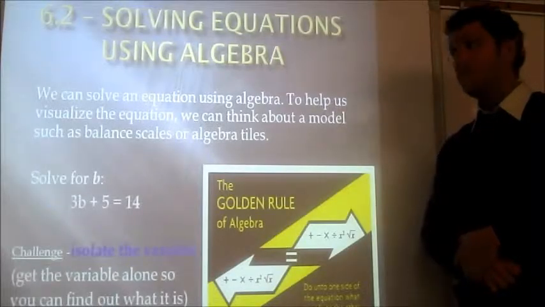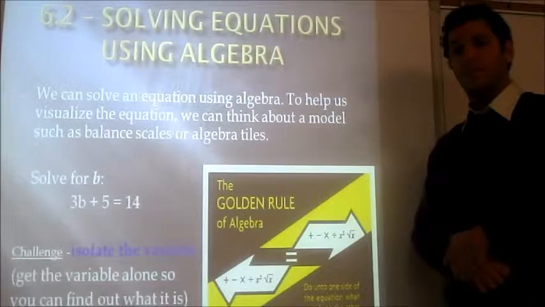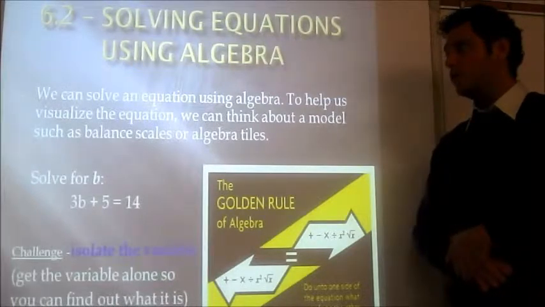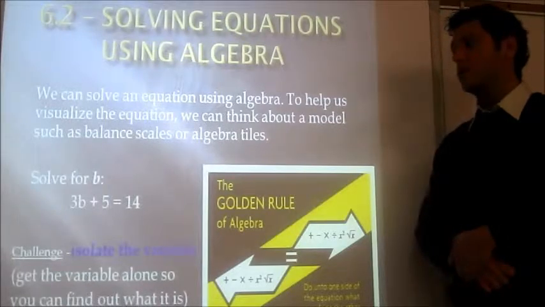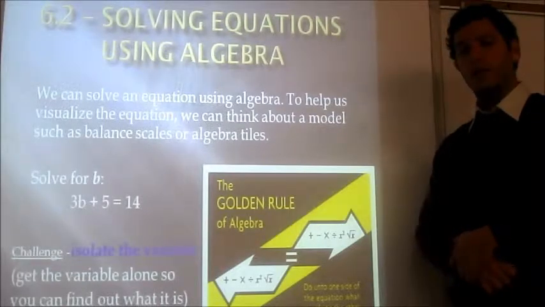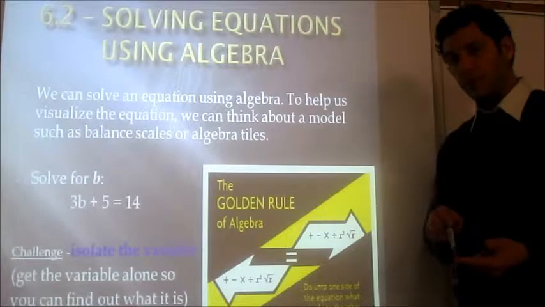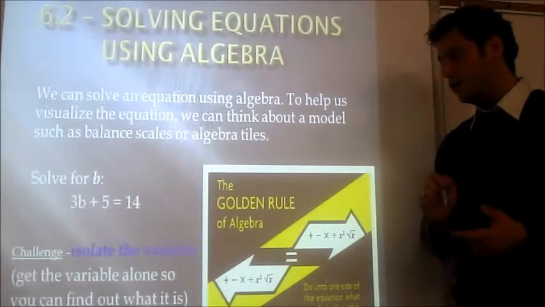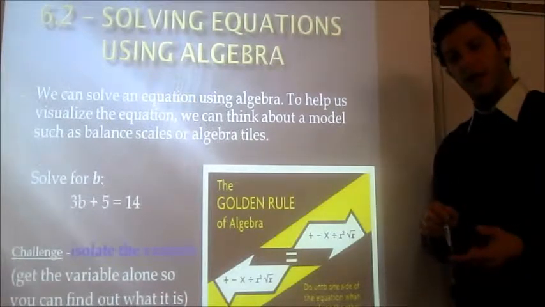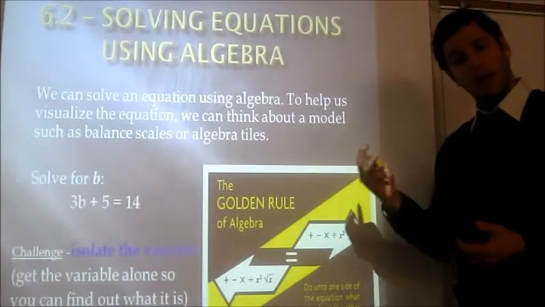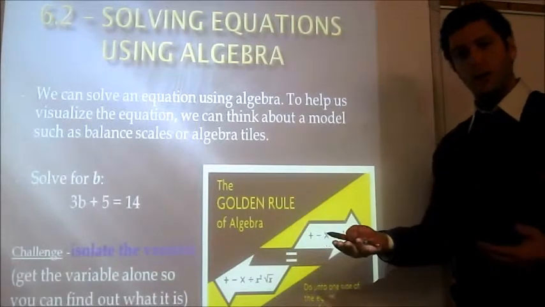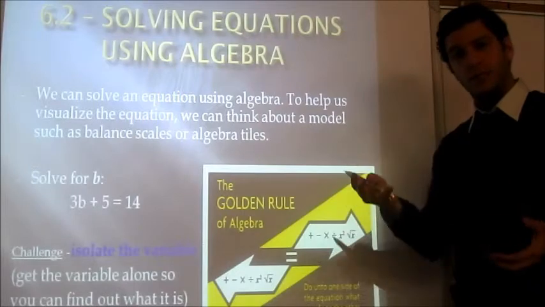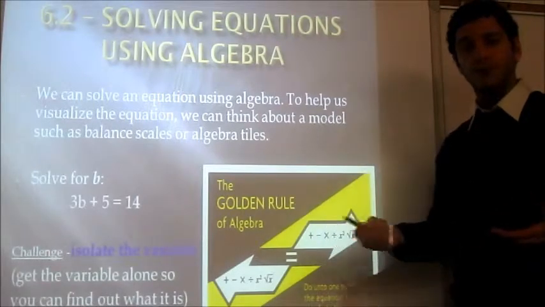Topic 6.2, solving equations using algebra. We can solve an equation using algebra. To help us visualize the equation, we can think about a model such as balance scales or algebra tiles. Isolate the variable, and don't forget about the golden rule of algebra, which is whatever you do to one side, you've got to do to the other. Otherwise, the equation is no longer true.